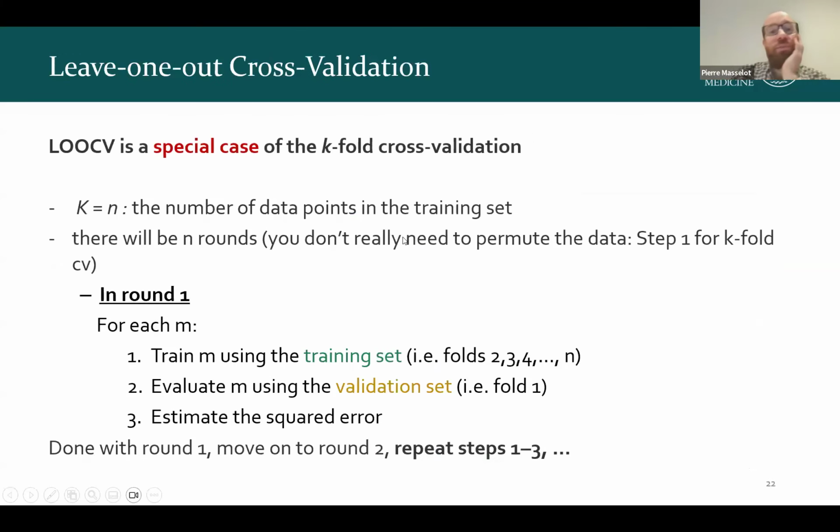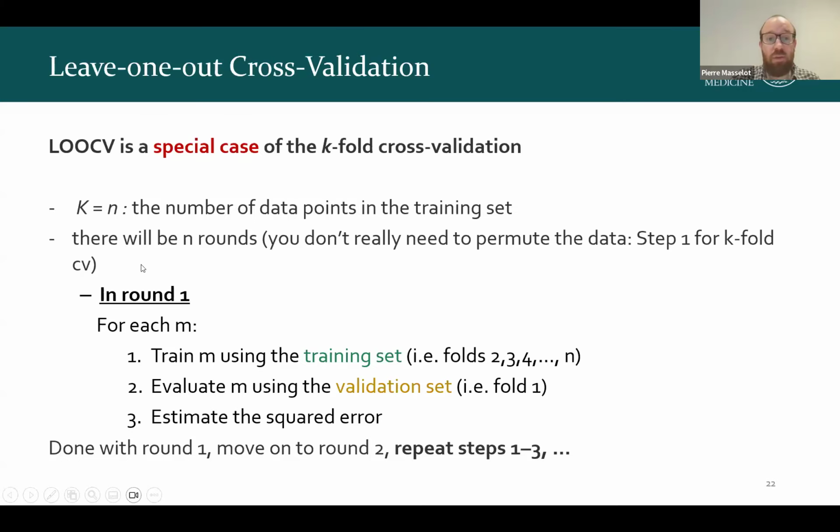A special case of this k-fold cross-validation is the leave one out cross-validation. Here, k is n, so the number of data points. So in our example just before, k equals 100, and each fold includes just one data point. So it means that you do this 100 times.